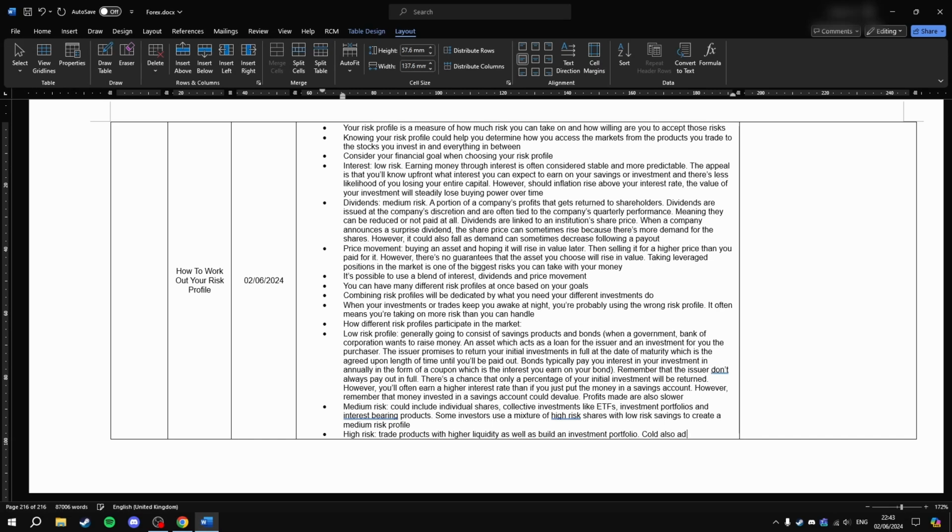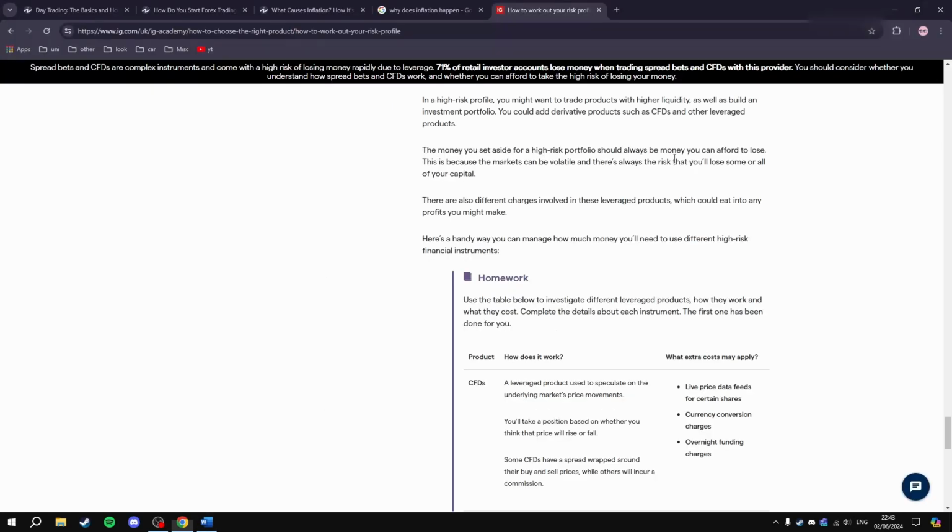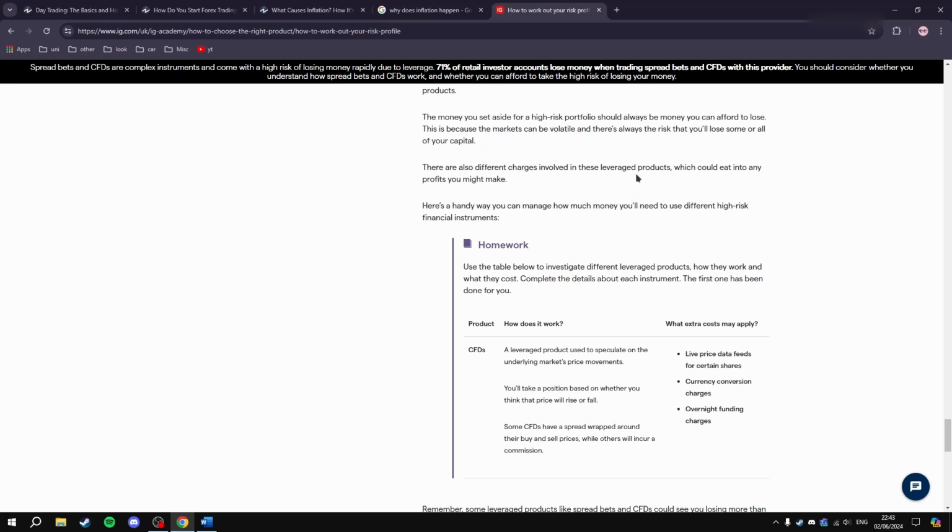You could also add derivative products such as CFDs and other leveraged products. The money you set aside for a high risk portfolio should always be money you can afford to lose.